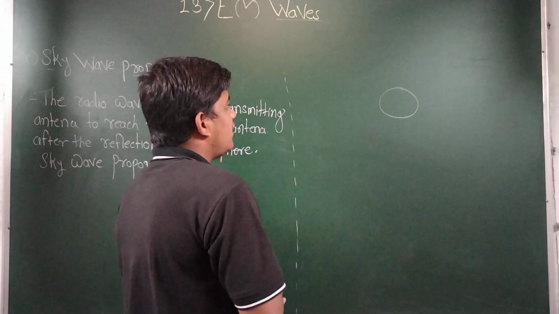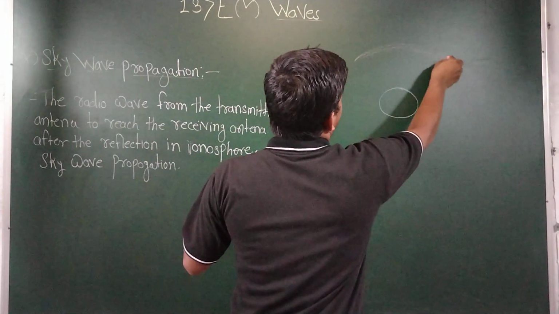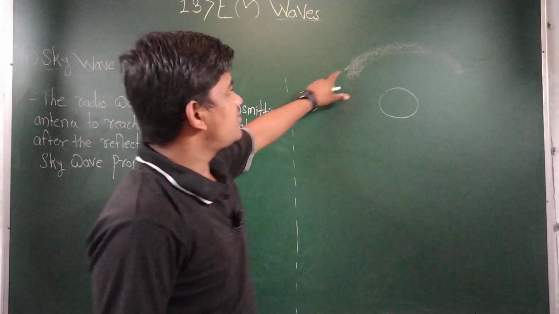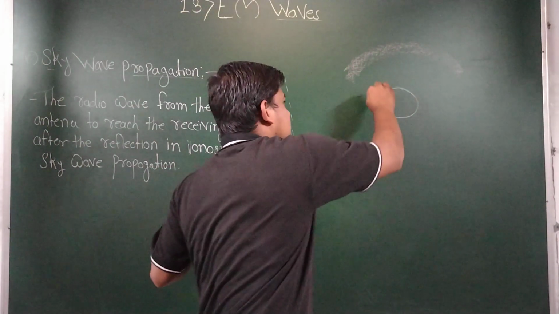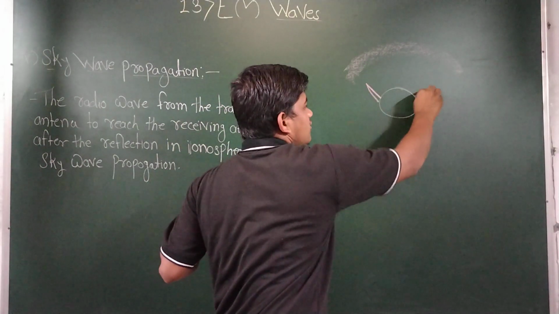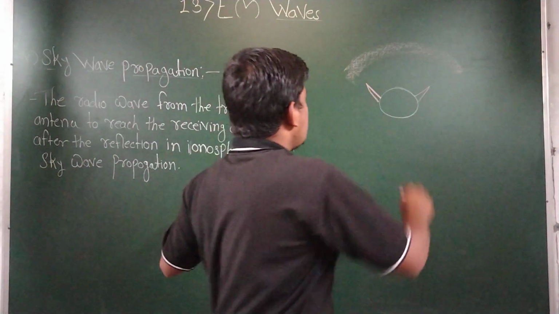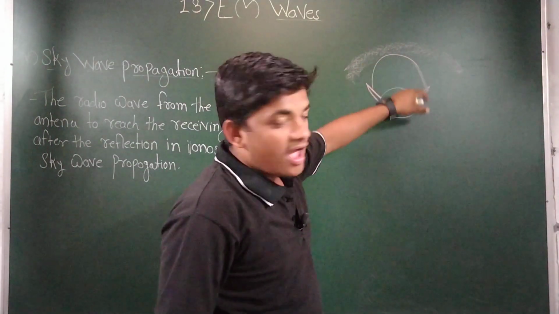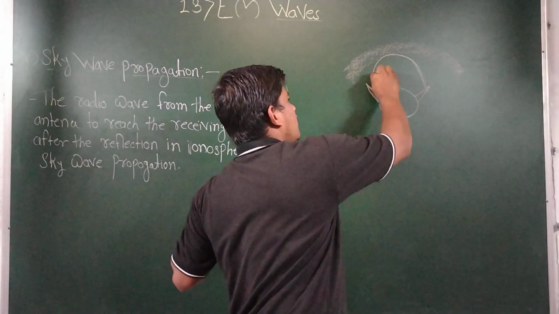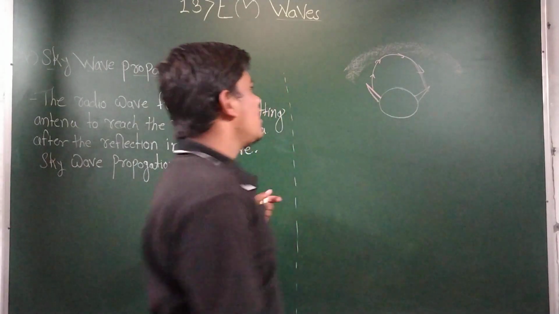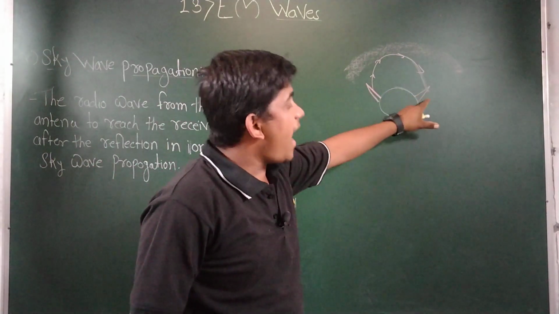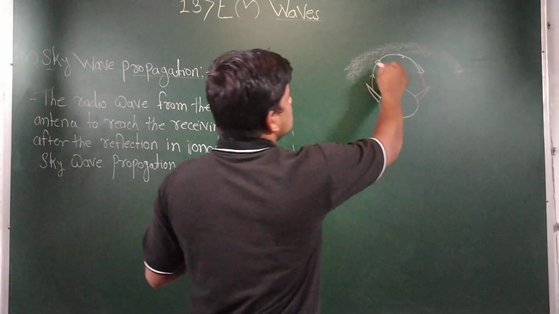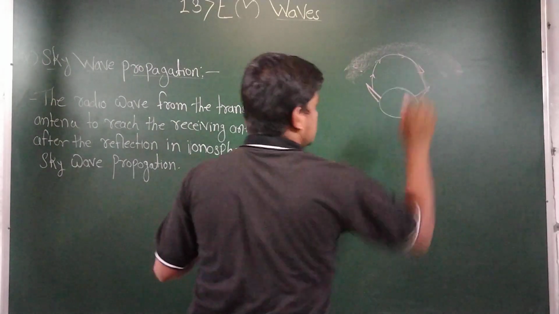Consider this is the earth and I consider a sphere here. This is the ionized sphere, the ionosphere. This is the transmitting antenna, and this other one is a receiving antenna. The ray passes through and comes back, with multiple reflections happening in this traveling medium. The radio waves pass from the transmitting antenna and reach the receiving antenna after the reflections from the ionosphere. This is the ionosphere here.